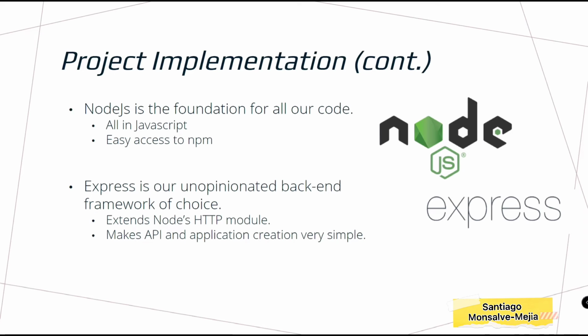Now, Express shines when it comes to creating API calls. This is because it extends Node's default HTTP module, and Node's HTTP module is already very powerful. Express just builds on top of that, and it gives you easy access to it and simple ways of using it. It has built-in methods like post and get, and it has easy ways of handling these requests.